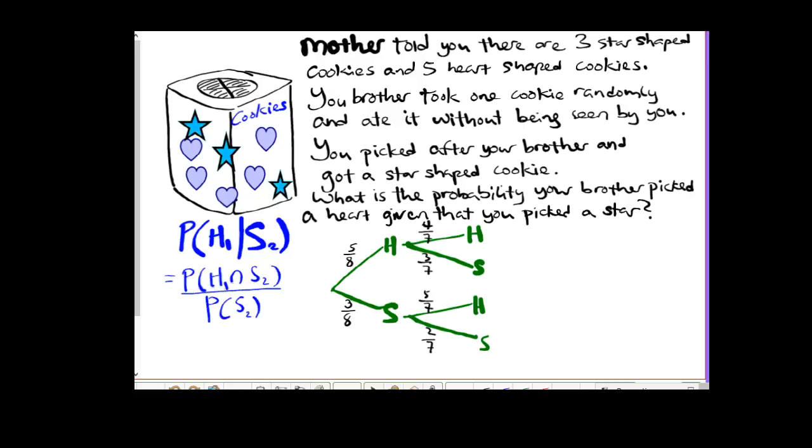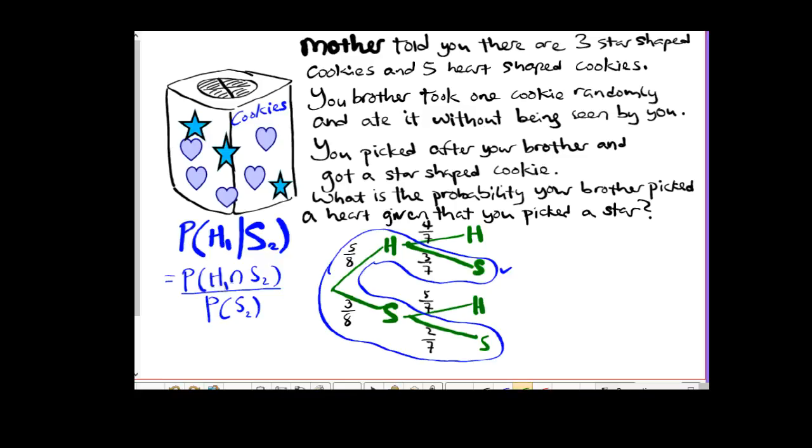So the first part is easy. First H and second star. Well, that would be this. All right, in fact, all we need to do is to identify all the possibilities that you have S shape in the second part. So among these two possibilities, this is the one that I want.